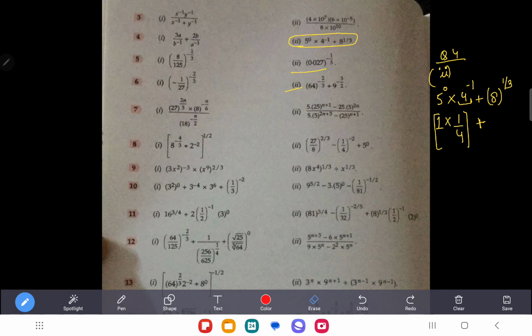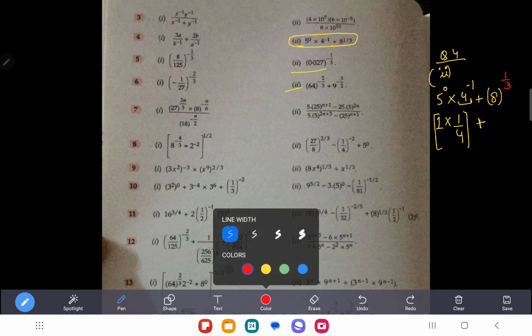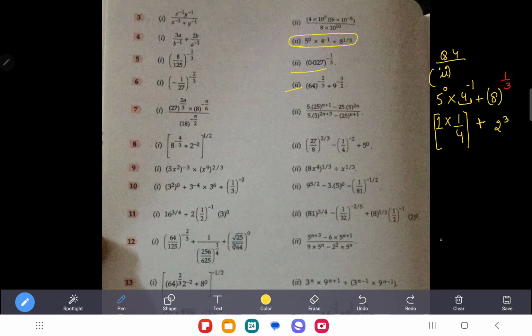Oh, okay. So can you not write down 8 as 2 cube again? Yeah, raise the power 1 by 3. So 1 times 1 is 1, 1 times 4 is 4, plus 2 raised to power 3 into 1 by 3. So it becomes 1 by 4 plus 2 raised to power 1.